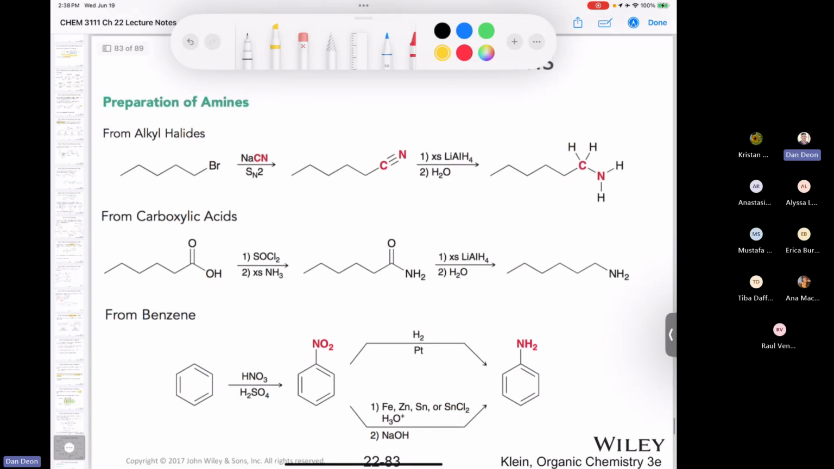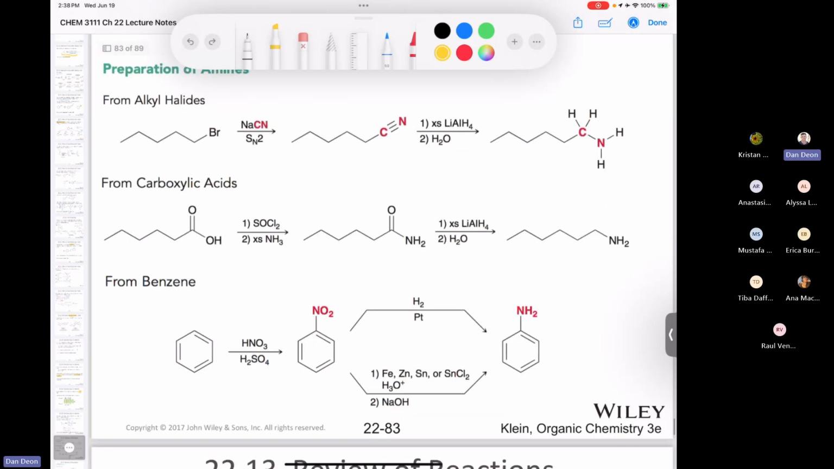Sometimes students will ask me, do you have a review of all the reactions? Well, here's the review of everything that we covered. First we started out with alkyl halides, converting them into nitriles, and then reducing those nitriles. After that, we looked at the synthesis of an amine from a carboxylic acid. You take a carboxylic acid, make an acid chloride, then a primary amide, and then reduce that with LAH.